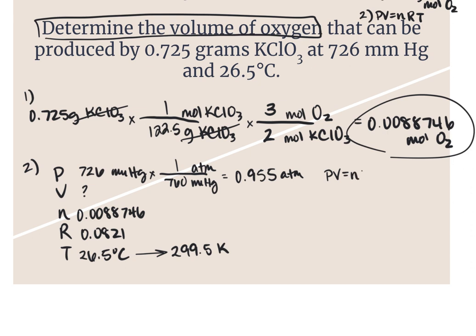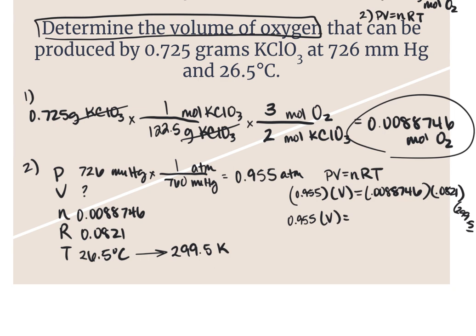So PV equals nRT: pressure is 0.955, volume is unknown, n is 0.0088746, R is 0.0821, and T is 299.5. So if we solve all the stuff on the right side of the equation, we find that that is equal to 0.2182. Then I'm going to isolate V by dividing by 0.955. This is equal to 0.228 liters. And that's our final answer.